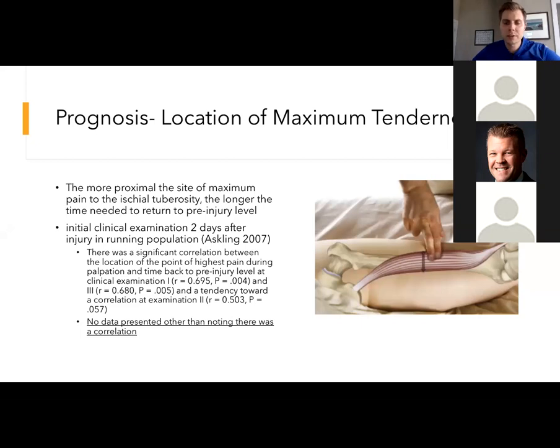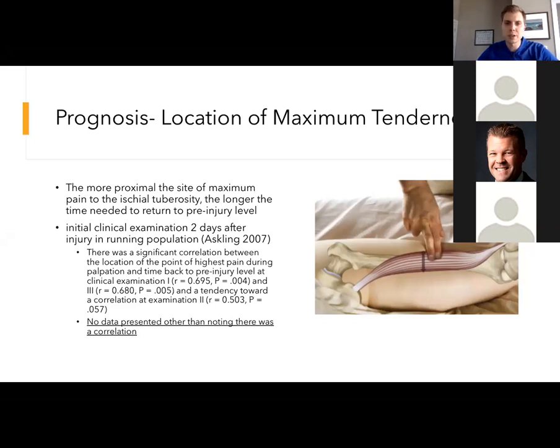And then another factor that you can try to implement to predict return to play would be the palpation of the maximal point of tenderness. So the more proximal the site of maximum pain to the ischial tuberosity, the longer it's going to take to heal to pre-injury level. And this has to do with you're going to be more in tendon tissue the more proximal you go to that ischial tuberosity versus being down all the way in the muscle belly, as you can see in this picture.